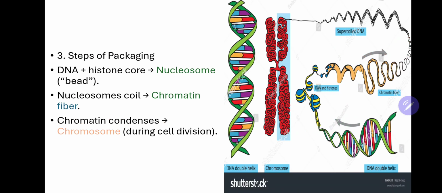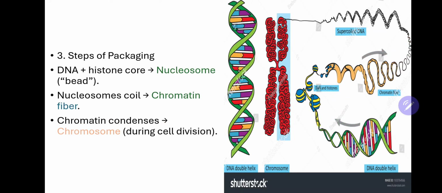Next, we can see in detail in the picture the nucleosome, where it is formed of DNA and the histone core, while these nucleosomes are further coiled to form the chromatin fiber, and this chromatin condenses to form the chromosome during cell division only. So what is said here? The nucleosome is formed of DNA and the histone core, while the chromatin can be seen as a further coiled form of the nucleosome. The nucleosome further coils to form the chromatin fiber.